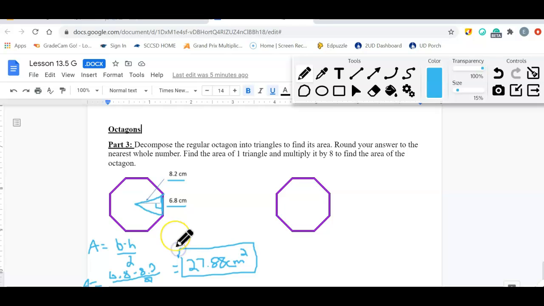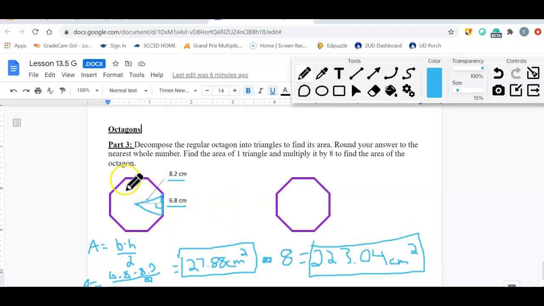So what are we going to do then? Yes, you got it. If you said multiply this by 8, you are correct. And that is because that's the area of one triangle. We have 8 in total. So 27 and 8/10 times 8 equals 223 and 400 centimeters squared. This is the area of this octagon.